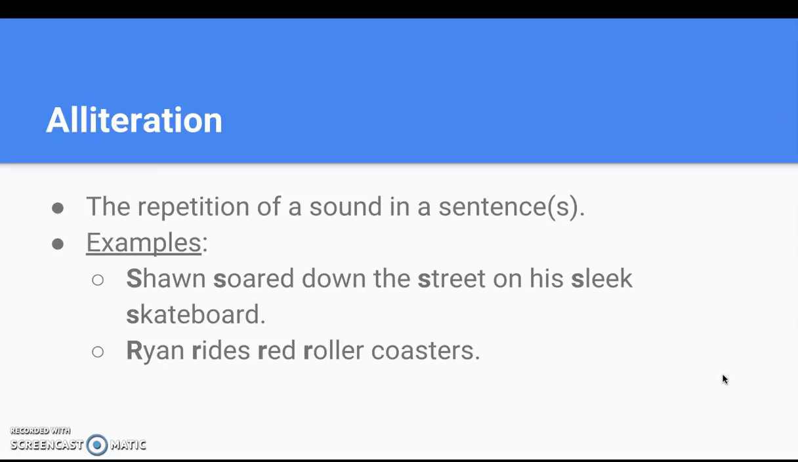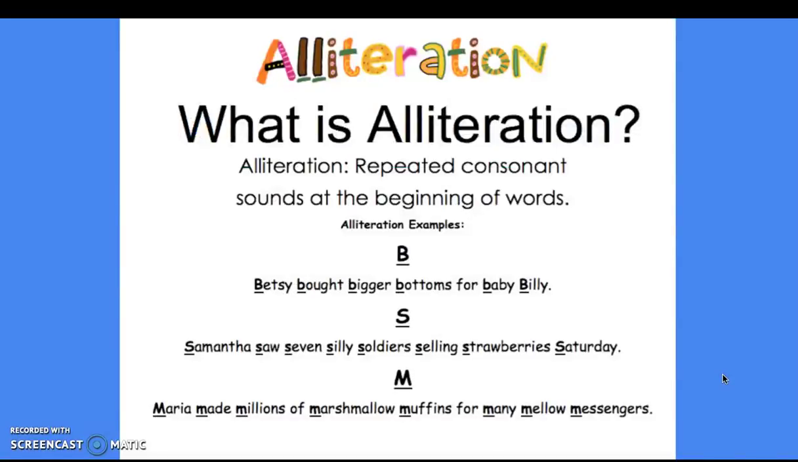Alliteration. The repetition of a sound in a sentence. So you can see here I bolded the different words that all start with the same letter. Sean soared down the street on his sleek skateboard. Ryan rides red roller coasters. Sometimes these can be tongue twisters. Some other examples are, Betsy bought bigger bottoms for baby Billy.